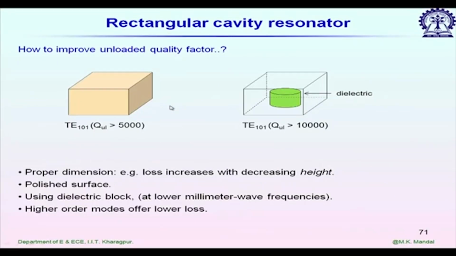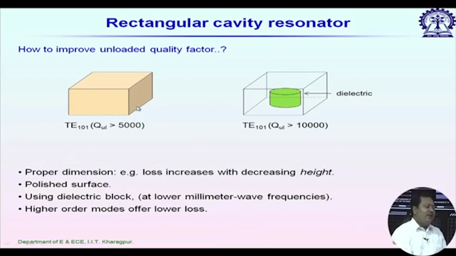Now, let us say we are using this rectangular waveguide to design a resonator, which we call a cavity resonator. It is a closed resonator, with metal on all 6 sides. Since it provides very low loss, the unloaded quality factor, which is also a measure of loss, has the highest value among all the different resonators from different guiding structures. The typical unloaded quality factor is more than 5000.